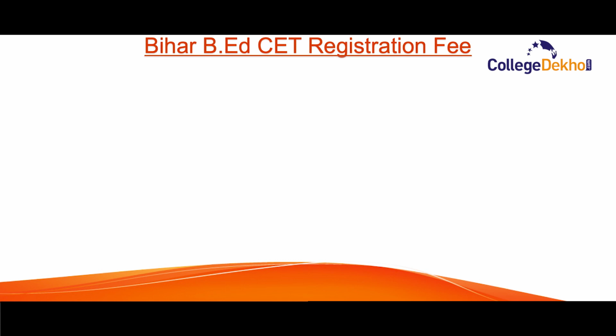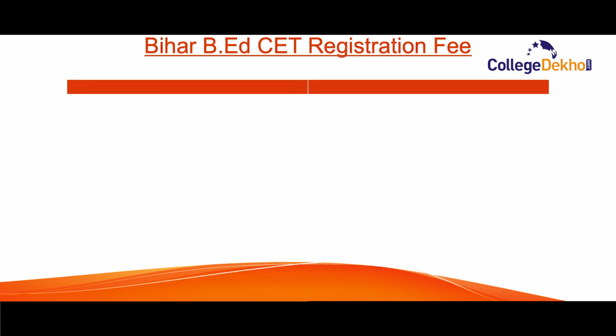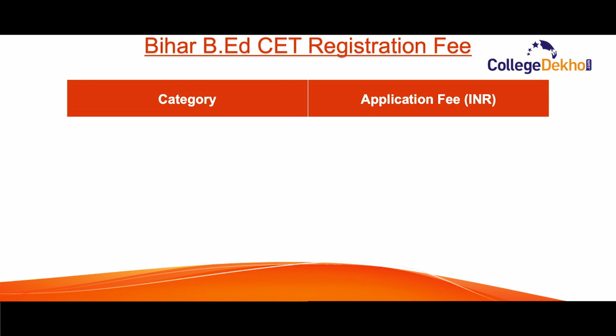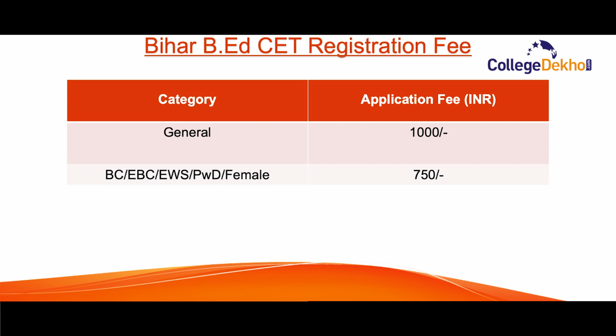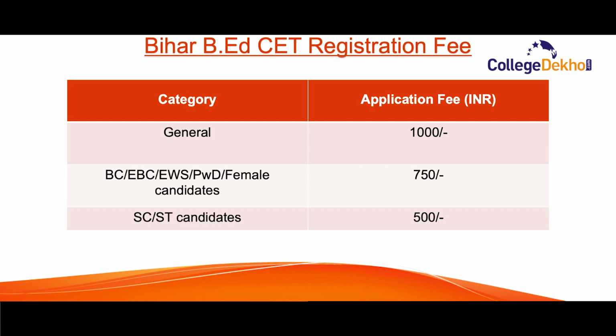The registration fee for Bihar B.Ed Set application form will be divided into different categories. For the general category, the application fee will be 1000 rupees. For BC, EBC, EWS, PWD and female candidates, the application fee will be 750 rupees. And for the SC/ST candidates, the application fee will be 500 rupees.